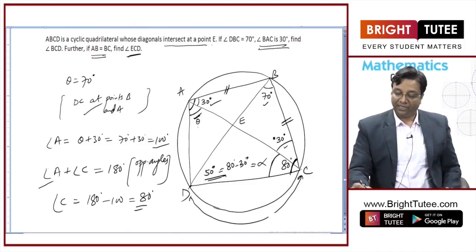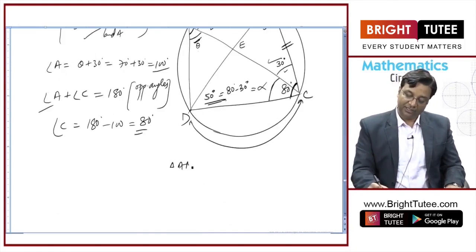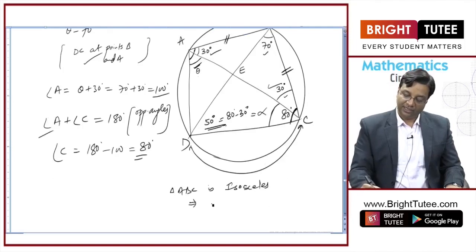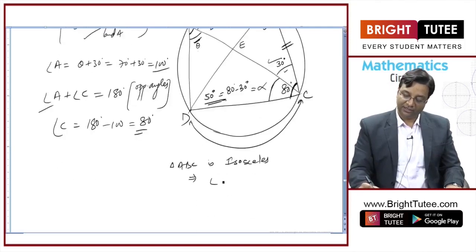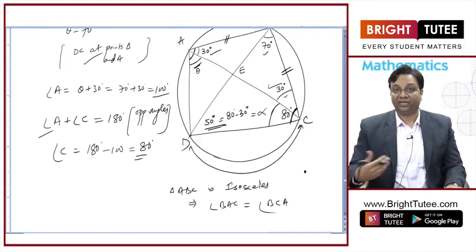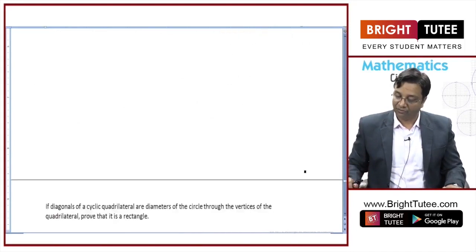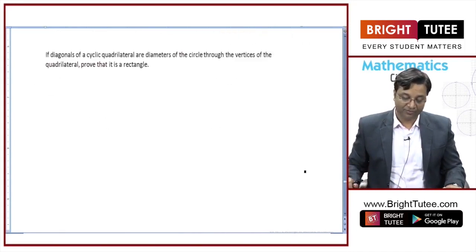Okay, how did I get this 30? Because of this triangle ABC being an isosceles triangle. So you can write triangle ABC is isosceles. That makes angle BAC equal to angle BCA, base angles of an isosceles triangle. I hope you can write these arguments yourself. Okay, and this question is clear to you. Let us proceed to the next question without wasting any more time on this question.